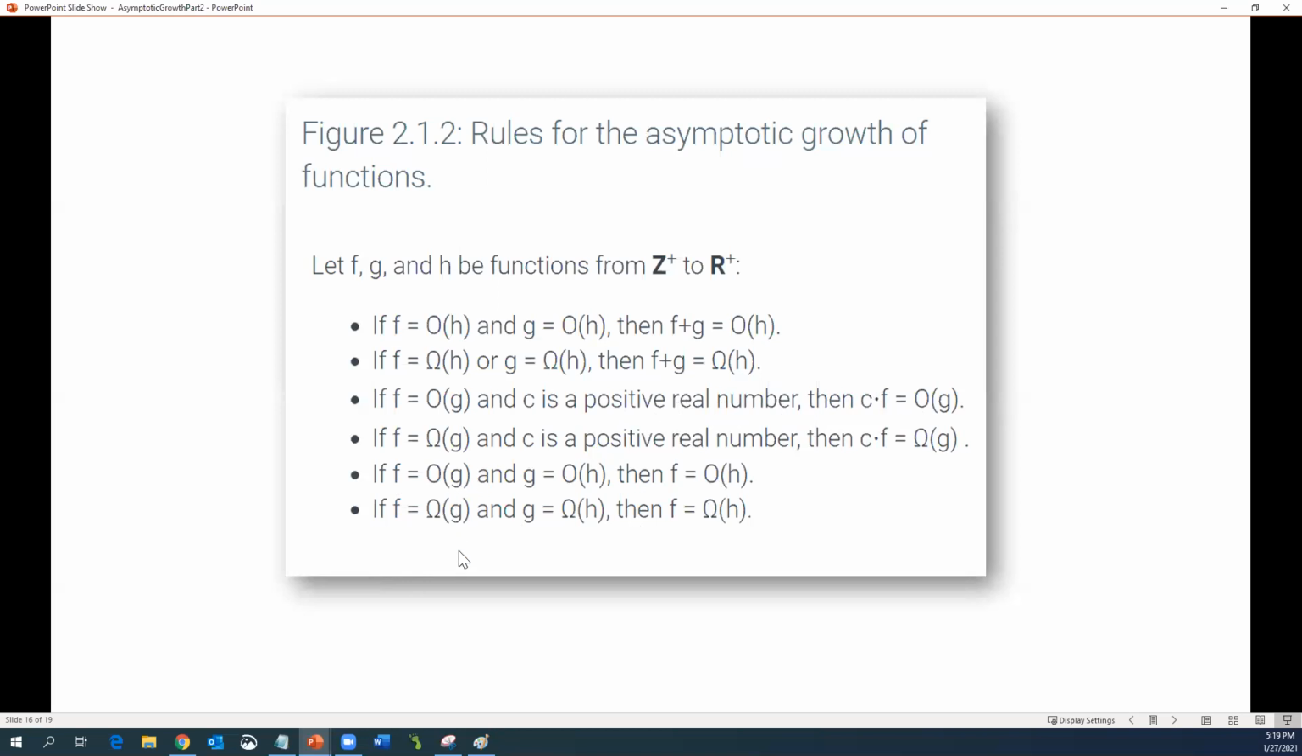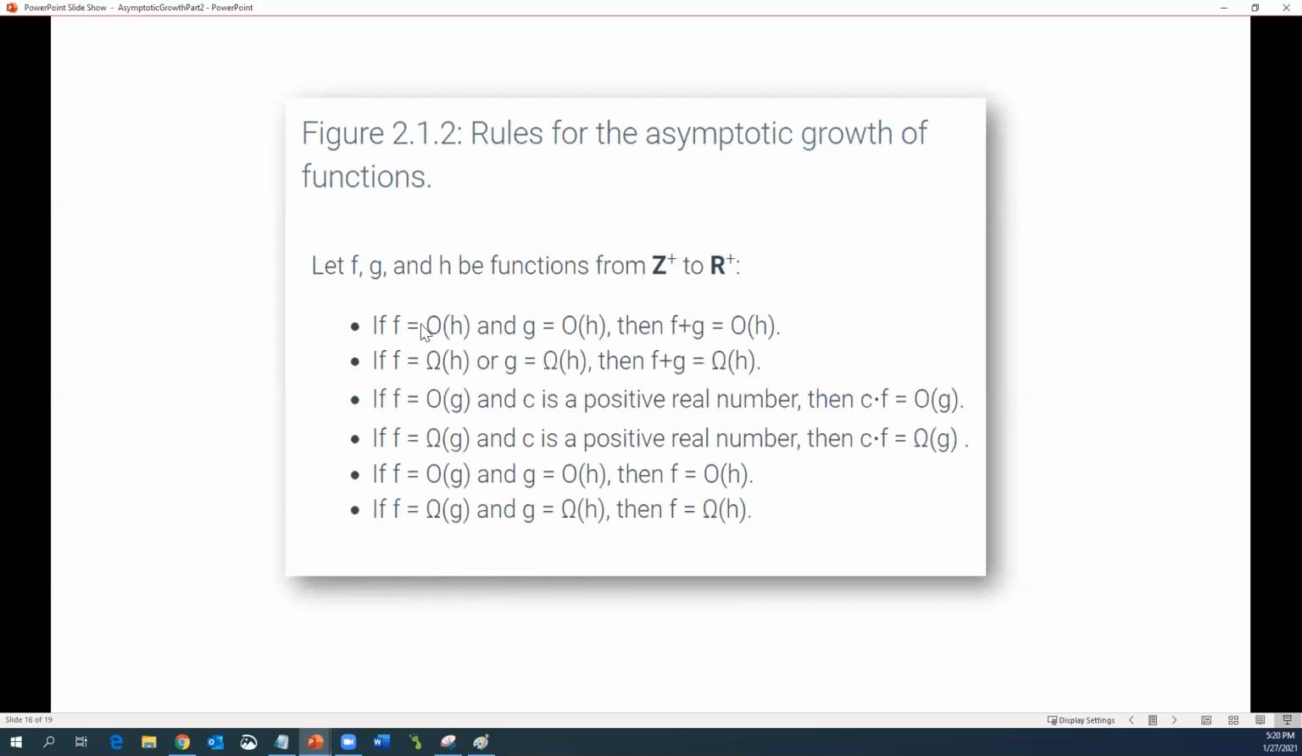These last two, I don't know if they would be actually termed this, but I would consider them a transitive property, because this says if f is O of g, but g is O of h, then f is O of h. So we've got this chain here. And this says if f is omega of g, but g is omega of h, then f is omega of h. So that's this transitive thing.